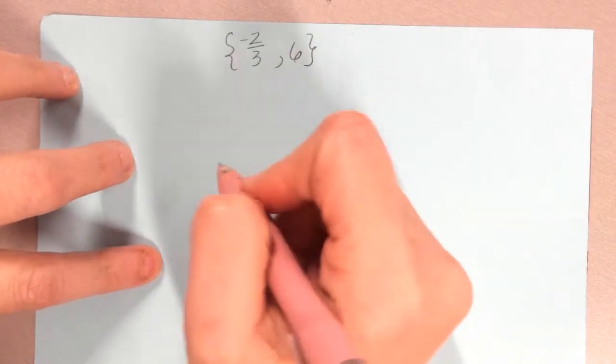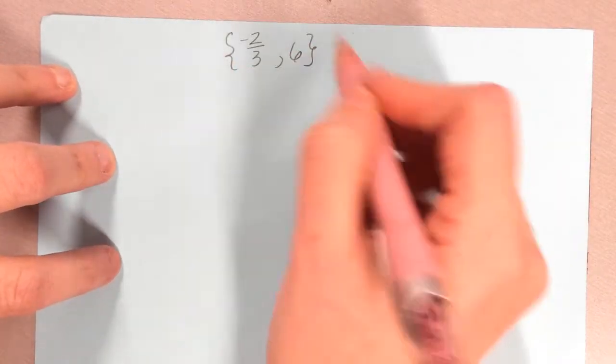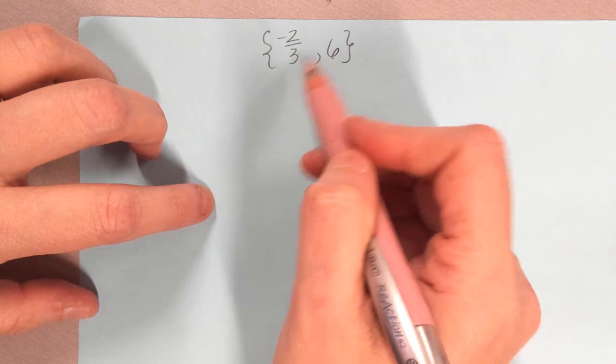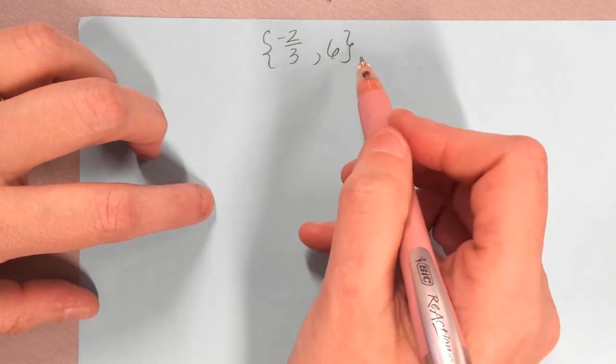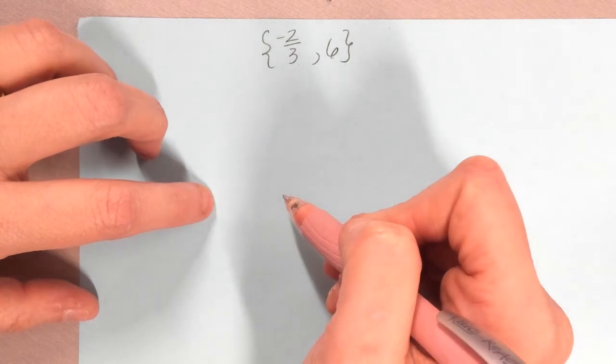This is the same exact problem that we just worked on. Okay? So I've got negative 2/3 and 6. What this is, by the way, is called set notation. That means the set of values. So the two values that make my equation true are negative 2/3 and 6. This is not a coordinate. This is a set of values. That means there's two values that make my equation true.